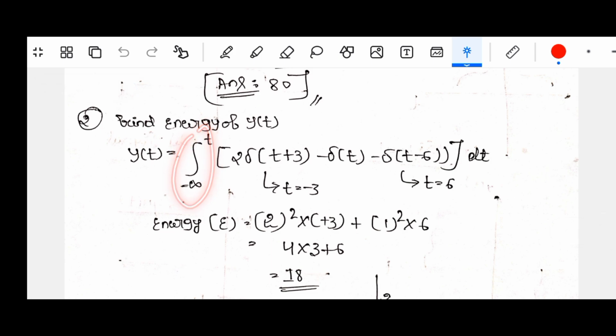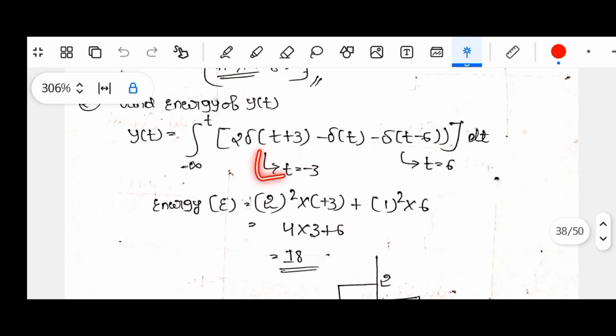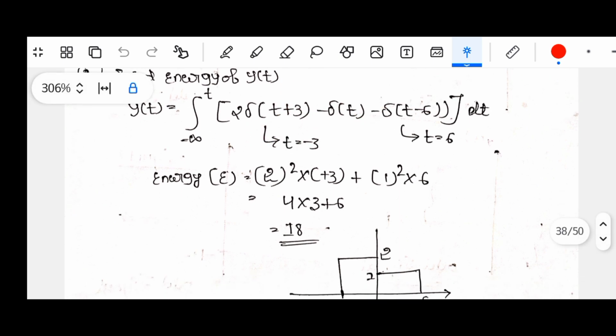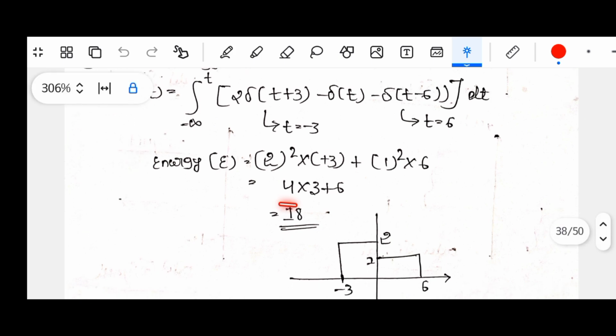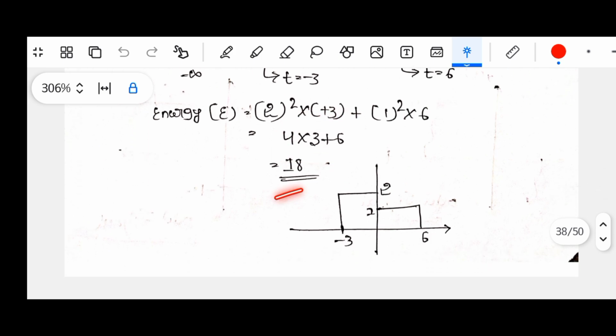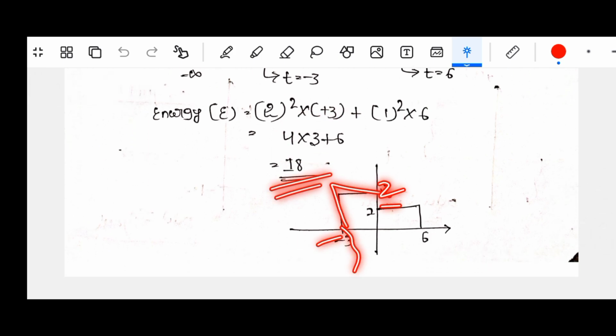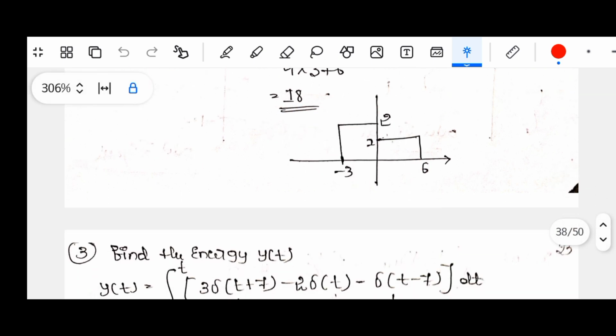Find the energy of the given signal: integration from minus infinity to t of 2δ(t+3) − δ(t−6) dt. First find the locations. The locations are t = −3, 0, and +6. Energy is height squared into width: 2 whole square into 3 plus 1 whole square into 6, which is 4 into 3 plus 6. The answer will be 18. So the height is 2 at −3, and the height is 1 at 6.